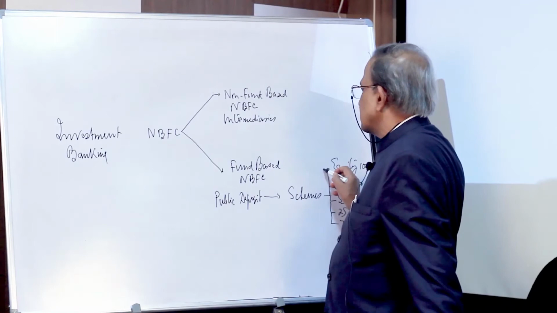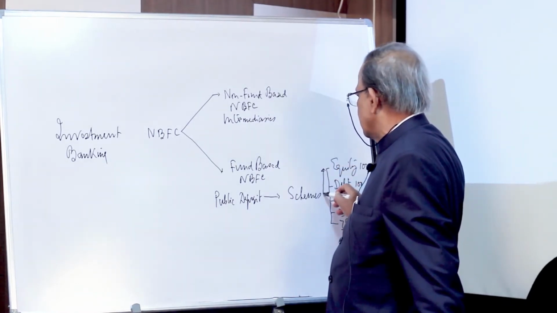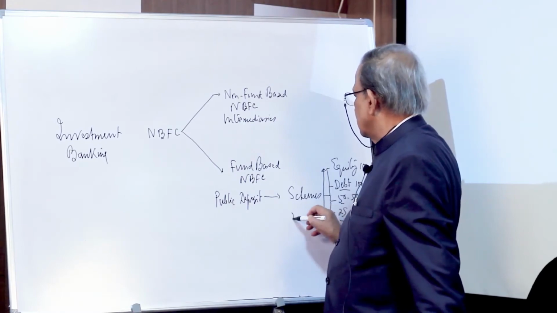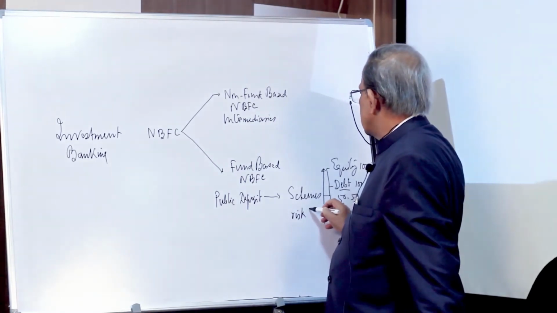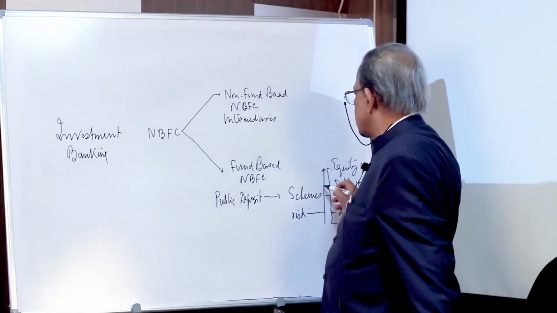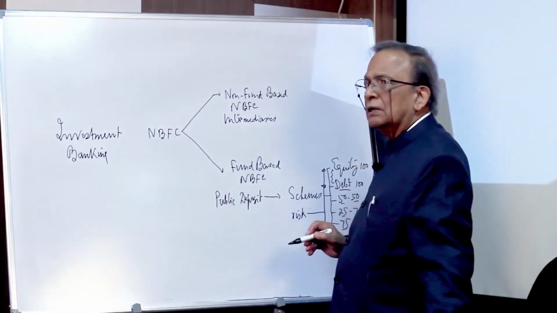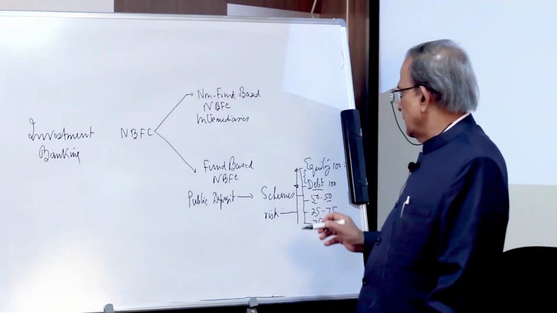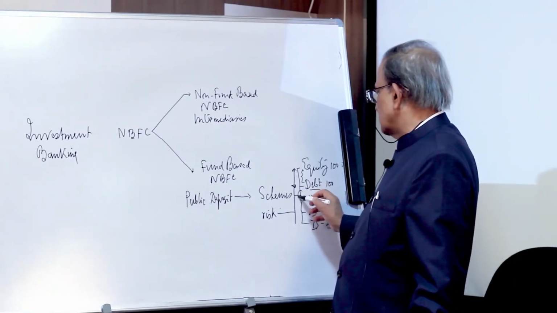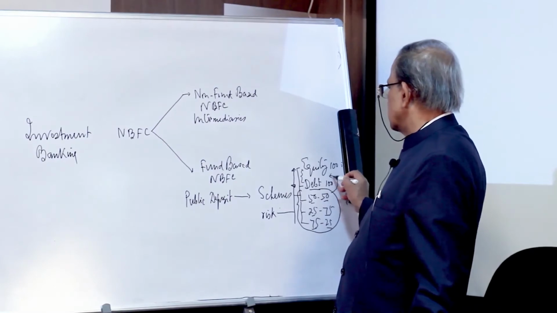This is the highest risk. Investor must know that this is the highest risk investment. And the lowest risk investment is this. So, in between this, the investor has got a choice. These are the various other choices in between.